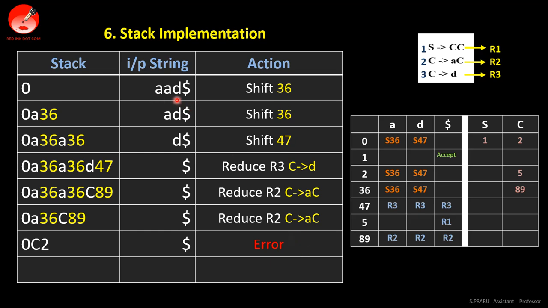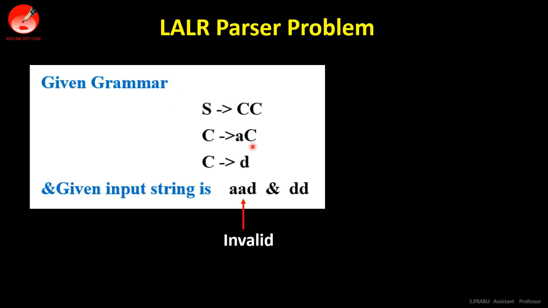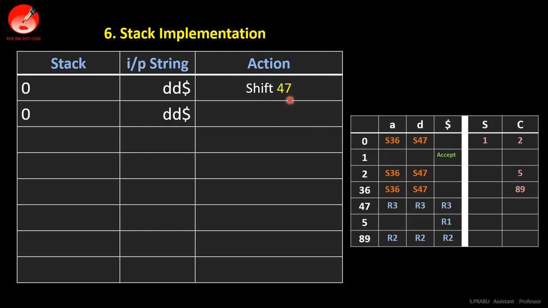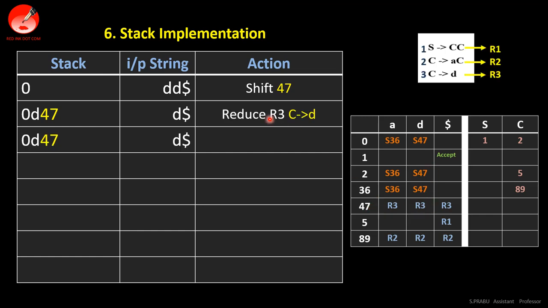So the given input string is invalid for this grammar. The next input string is DD. Compare 0 and D in this parsing table. 0 and D is shift 47. Shift 47 is nothing but shifting this D along with 47. Compare 47 with small d. 47 with small d is reduce 3.